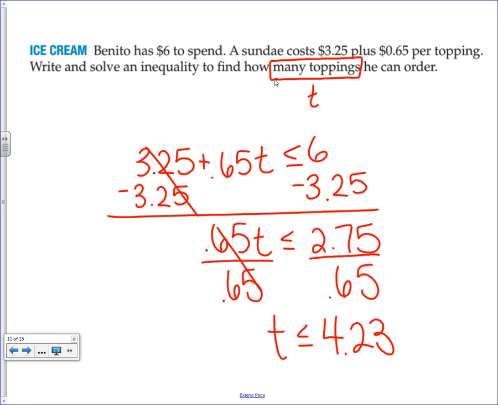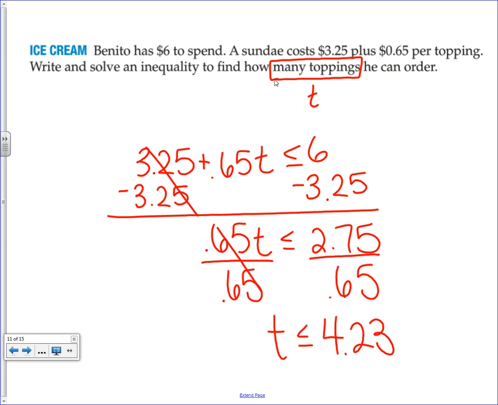Okay, folks, so the number you should be getting is probably a decimal. But I ask you, can you ask the person at the counter for 0.23 of a topping? Probably not. So, am I going to round it up to 5 or down to 4? Down to 4. I can only afford 4.